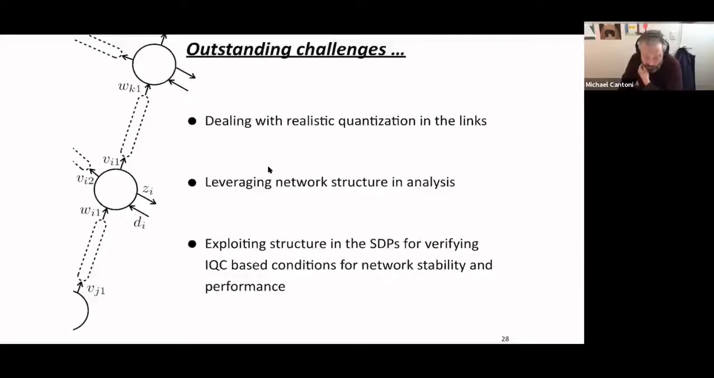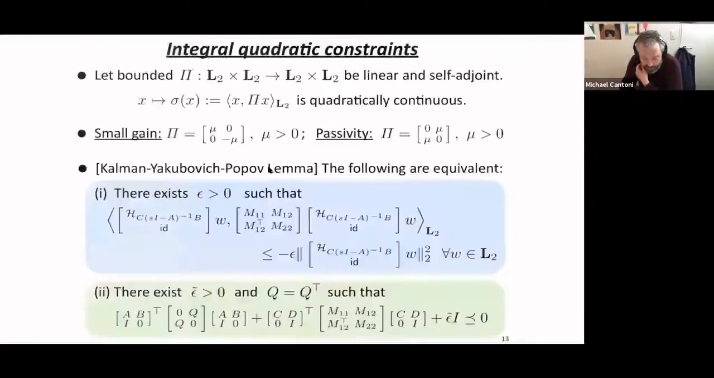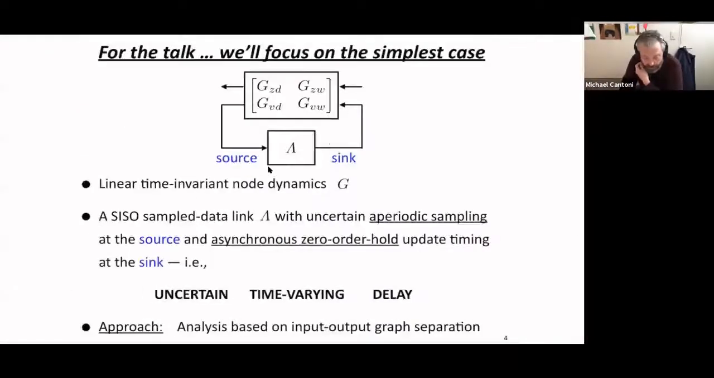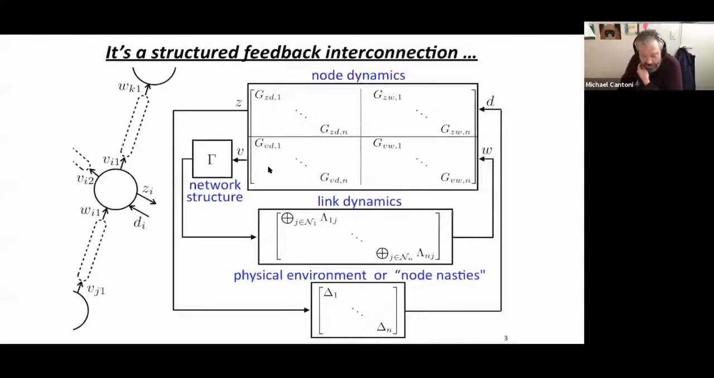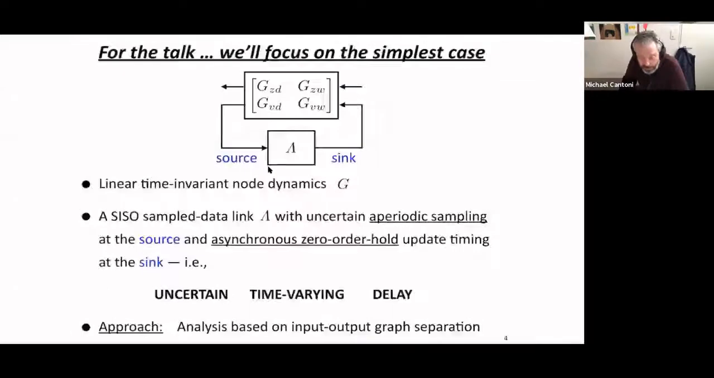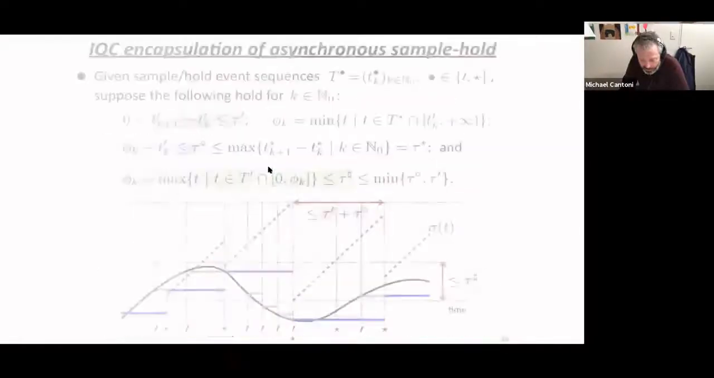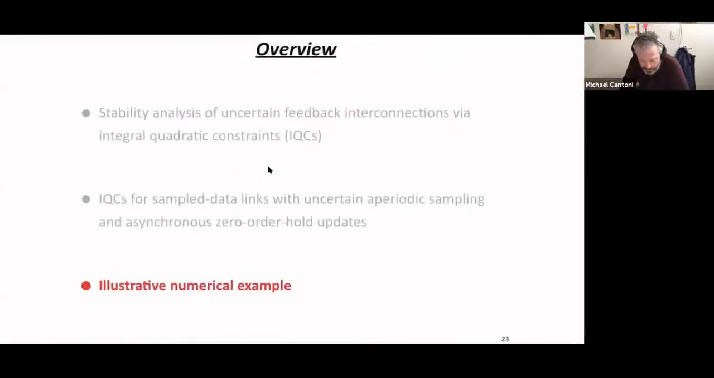Also, leveraging network structure in the analysis. So in this simple example, we only had one link here, but in the network case, we've got structure here, we've got structure here. How can that be exploited in the analysis? I think that's an open challenge. Although, some of the work that I mentioned done in the early 2000s may be relevant.